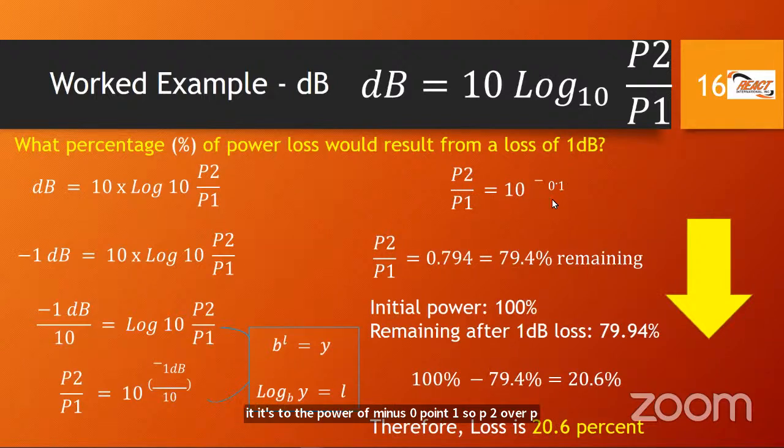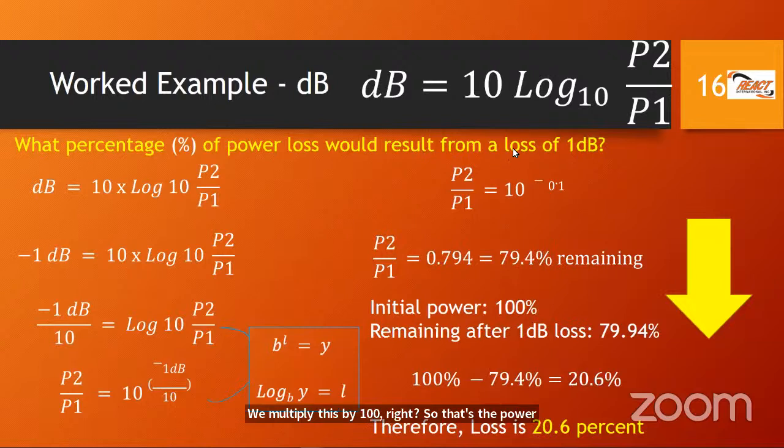When we use this in our calculator and we punch in 10 and we do x to the power of y, and we put the power as minus 0.1, it works out to 0.794. Now 0.794 in terms of percentages is 79.4. How did we get that? We multiply this by 100, right? So that's the power that's remaining.